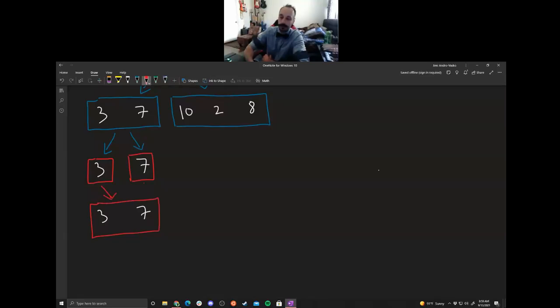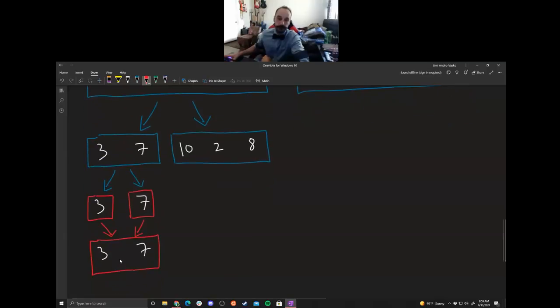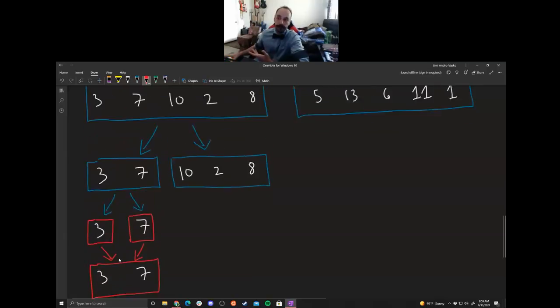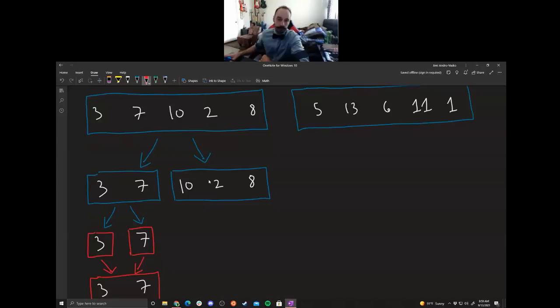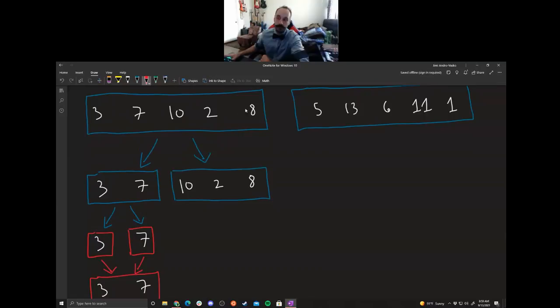The red arrows mean we're going to merge. Blue means we're going to split the array and do merge sort. And the red arrows coming together means we're merging two sorted arrays. So at this level, 3, 7, 10, 2, and 8, the left subarray is sorted, which is great. Now we have to sort the right subarray and merge that with this to get this whole array to be sorted. So we have to now call merge sort on this right side.